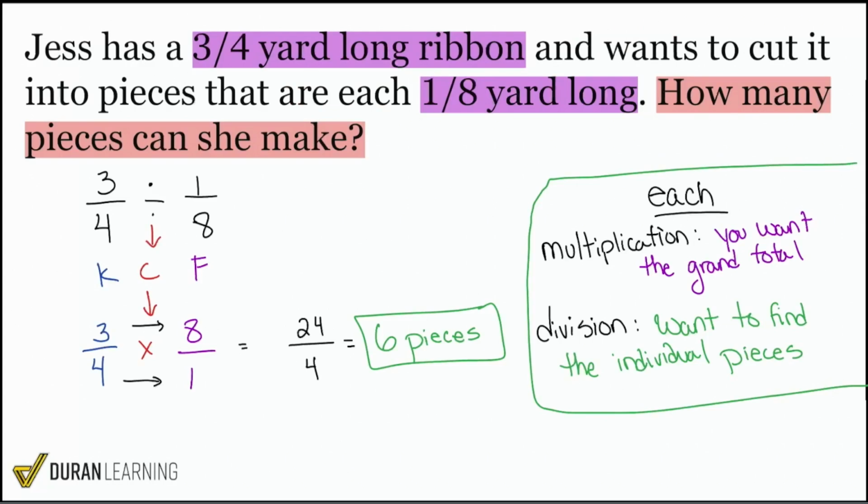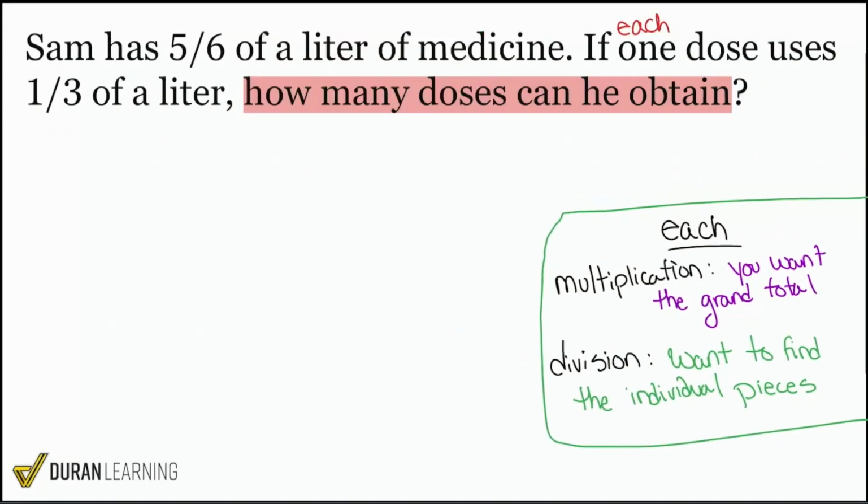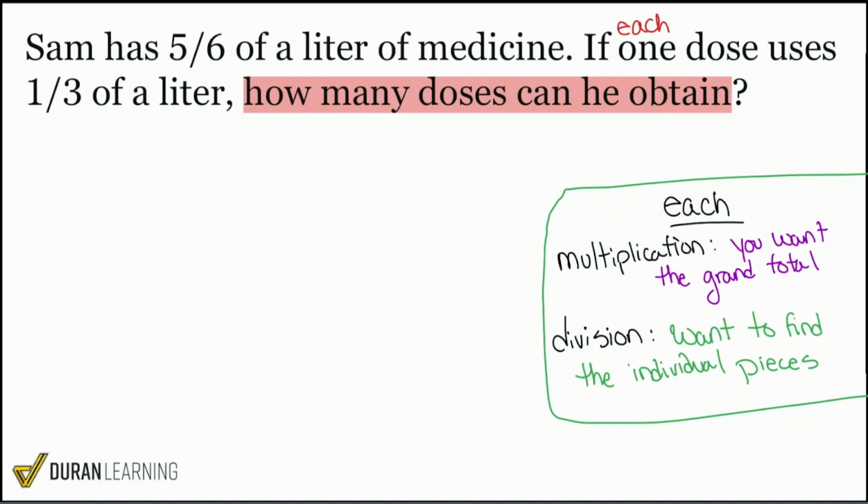Let me grab this from the previous problem. I got y'all. Let me copy that and paste it right here. So again, if we want to find the individual pieces, so how many individual doses we can obtain, it will be division. So we'll start off with our grand total, 5/6, and then we will divide each dose. Each dose is 1/3 of a liter. If we do it this way, we will get to the number of doses that we can obtain.